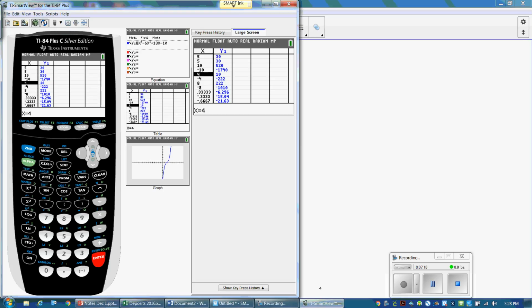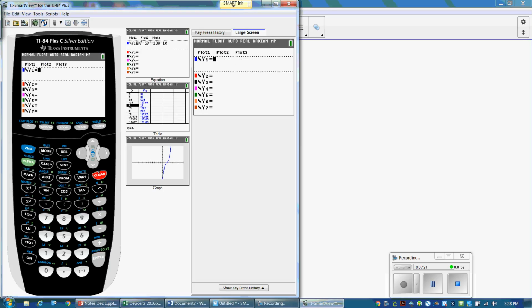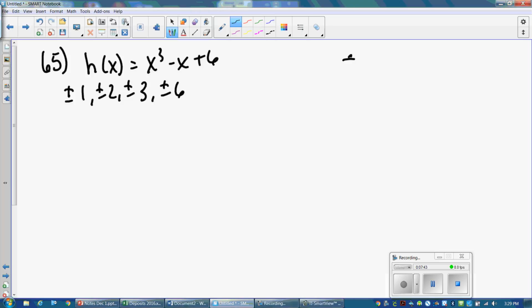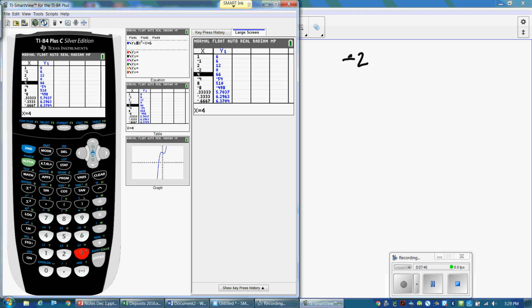So x cubed minus x plus 6. Let's try that out. I might can remember that. I want to try positive negative 1, 1, negative 1, 2, negative 2, negative 2 worked. I'm going to jot that down. Let's see if anything else works. 3, negative 3, 6, and negative 6. The only thing that looks like it's going to work is negative 2. Okay, so negative 2 worked.